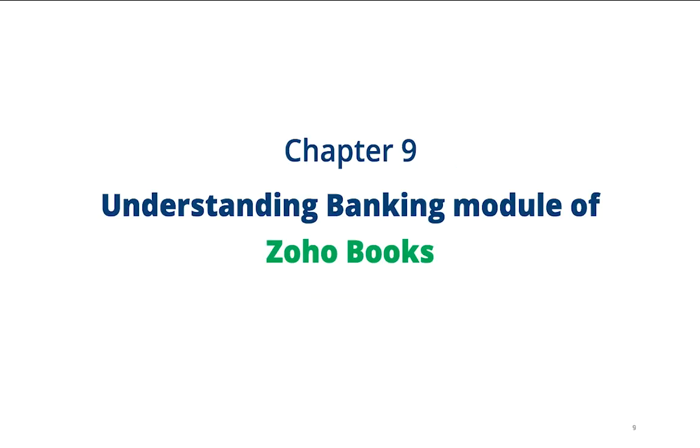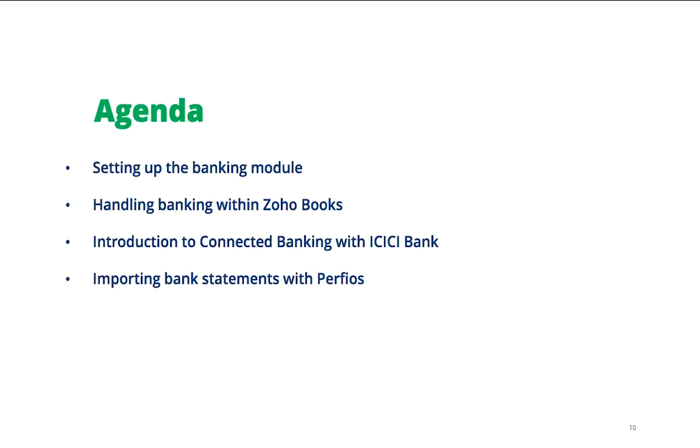So that brings us to the topic: understanding the banking module of Zoho Books. It's a very important module within Books, and I guarantee you that it will streamline the way you do banking for your business. So we have the agenda here. It starts with setting up the banking module. Second, handling banking within Books. Then we have something for ICICI Bank customers, so stay tuned. And we have a big surprise for you, so you can improve the way you do your business by leaps and bounds. And lastly, we talk about the integration that we have with Perfios.